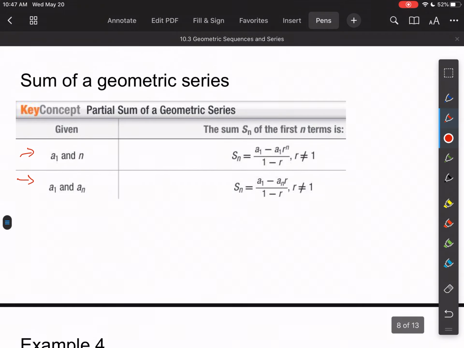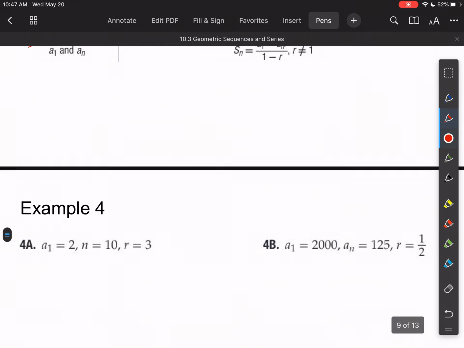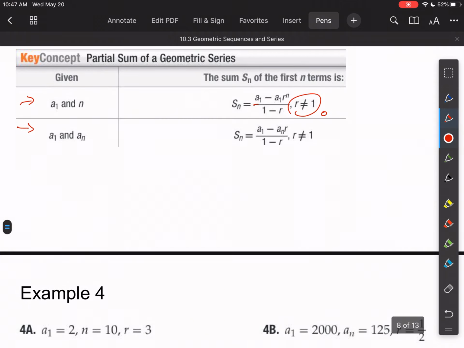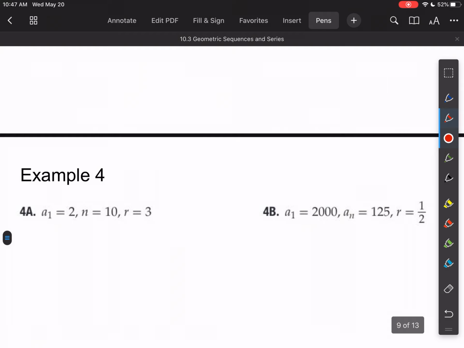I think we know what a sub 1 means. The sum is the first term minus the first term times the common ratio to the nth power, all over 1 minus that common ratio. We're going to use that where r cannot equal 1, because if r equals 1, we have 0 in the denominator, which is undefined. That would make sense because it would just be the same number over and over again. So let's use that now for example 4.